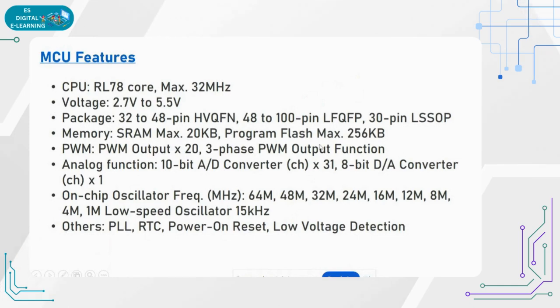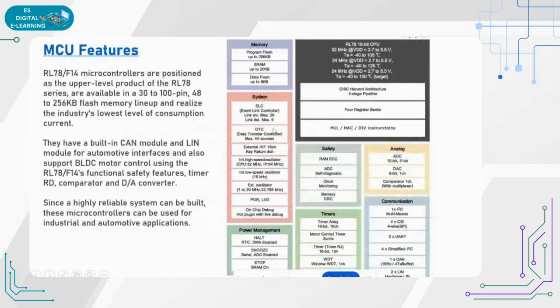And we have some memory. What memory does it have? Flash memory, and the PWM, for the three-phase motors I told you we are using. What is the function of the analog to digital converter, whether it is 8-bit or 10-bit? Developers should be aware of this. And what on-chip oscillator frequency we are using. It is just detailed information, and some other details.